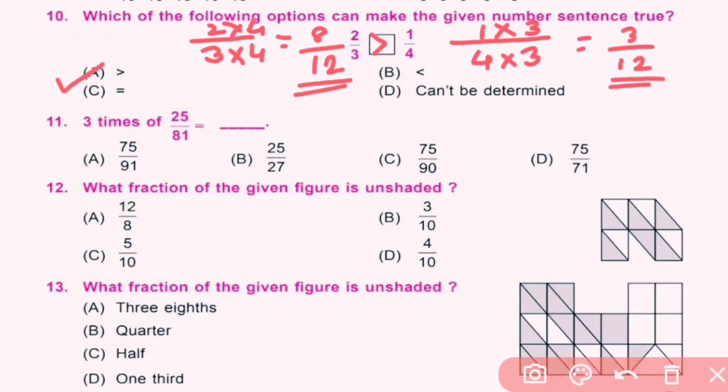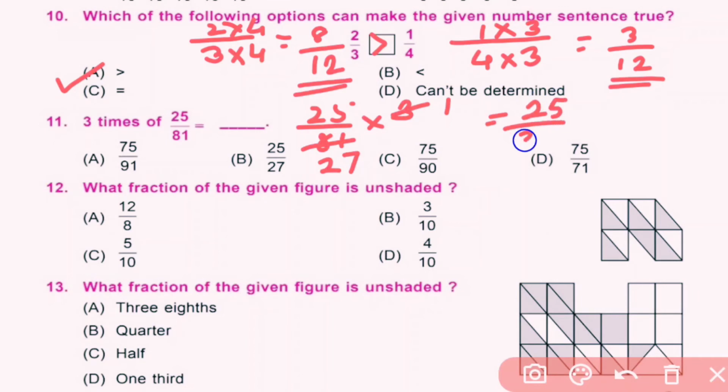Question number 11. 3 times of 25 by 81 is equal to dash. 25 by 81 and 3 times means into 3. Here 3 ones are 3 and 81 divided by 3 is 27. So the answer will be 25 by 27. B is the right answer.